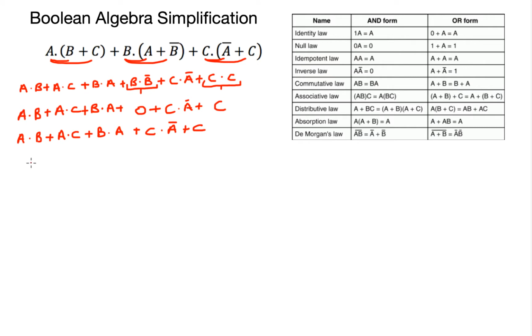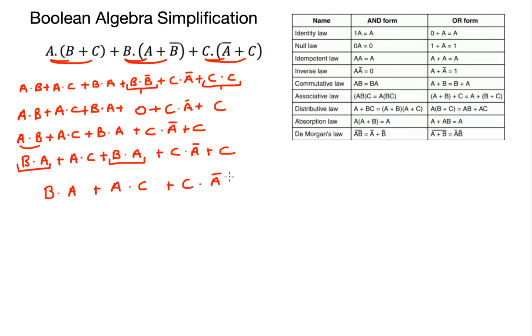The next step here, I'm just going to use the commutative law in order to swap the first term of A and B around to show you that I have two sets of B and A inside my full equation. And because I've got B and A, or I've got B and A, that will just equate to just one set of B and A. And that should give me B and A, or A and C, or C and not A, or C.